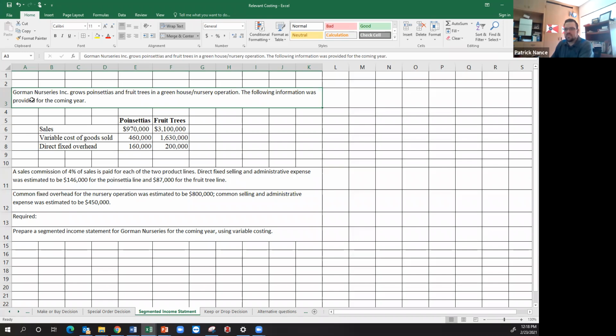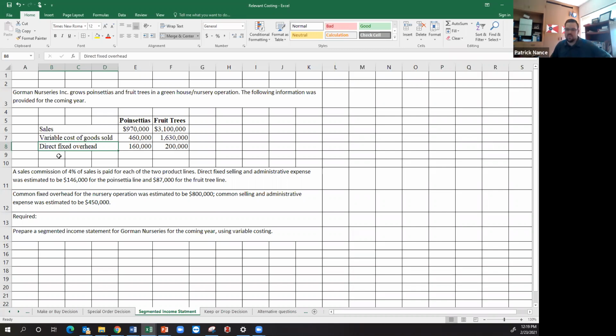Gorman Nurseries Incorporated grows poinsettias and fruit trees in a greenhouse nursery operation. The following information was provided for the coming year. We have the poinsettias and the fruit trees. We've got their sales, their variable cost of goods sold, and their direct fixed overhead. Now, it is important to make the distinction between direct fixed overhead and common fixed overhead. The reason is that direct fixed overhead, by its very definition, will be a relevant cost when I'm making decisions, because direct fixed overhead generally would go away if I get rid of that product line. Whereas common fixed overhead generally, by definition, would not.